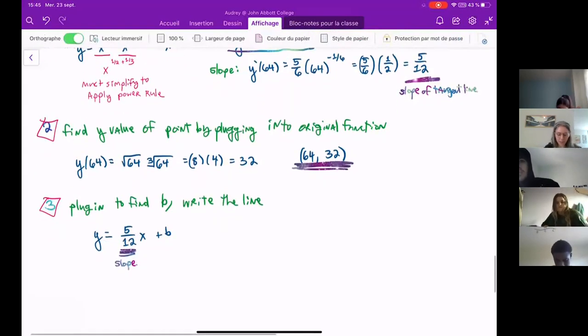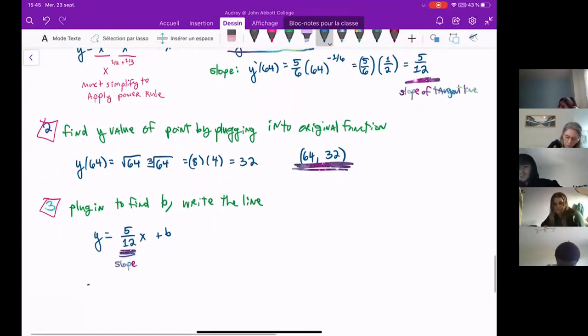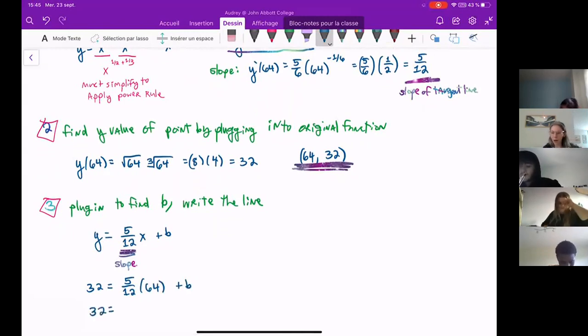Okay, so that's my slope. Now I'm plugging in my point, and I'm doing that to find b. So I have 32, that's my y value, equals 5 over 12 times 64 plus b. I'm going to show this in the calculator so that you can get comfortable with it. For 5 over 12, I'm not going to use division, I'm going to use the fraction button. So I have 5, fraction button, 12, times 64.